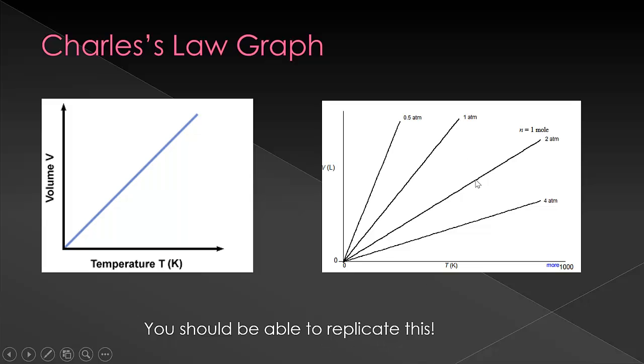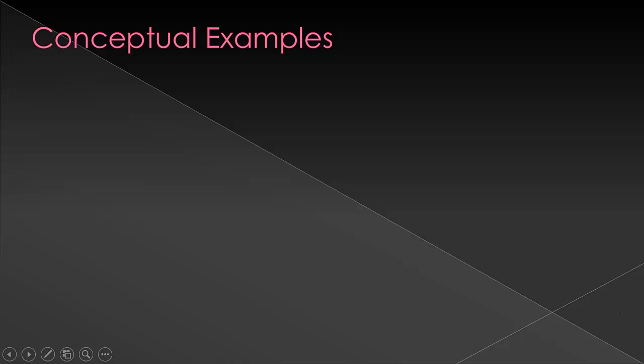Now over here, we have a graph where we have changed our pressures. So as your pressure increases in this direction, at a given temperature, you can see how this is related to each of the pressures, where our lowest pressure shown here is 0.5 atmospheres, and our highest pressure is 4 atm. So now we're going to go over some conceptual examples and get the hang of this before we go on to the math.